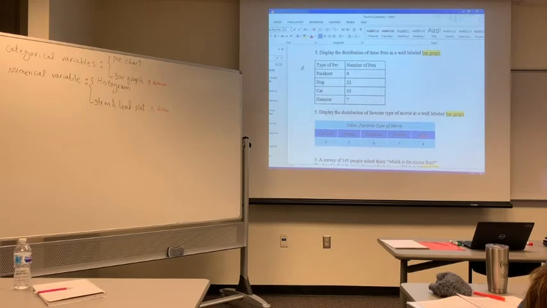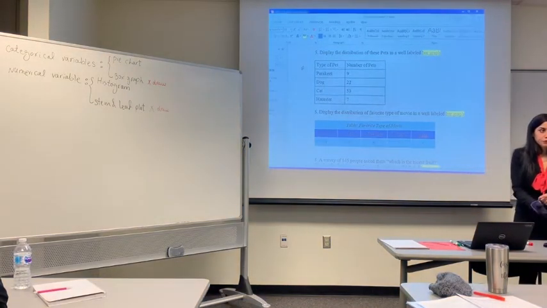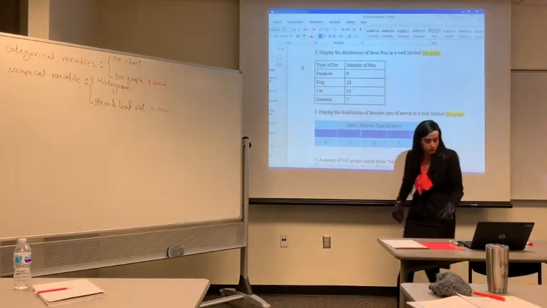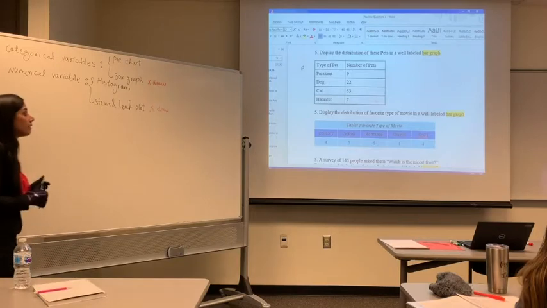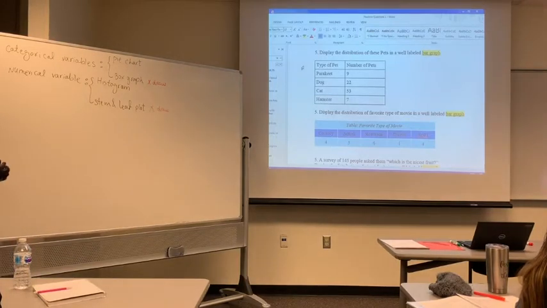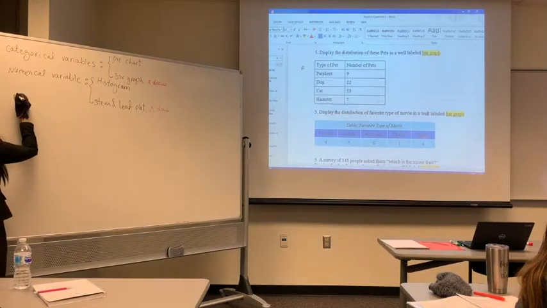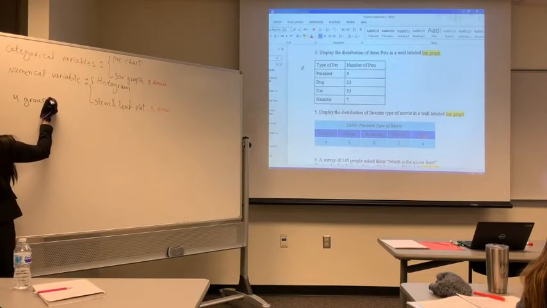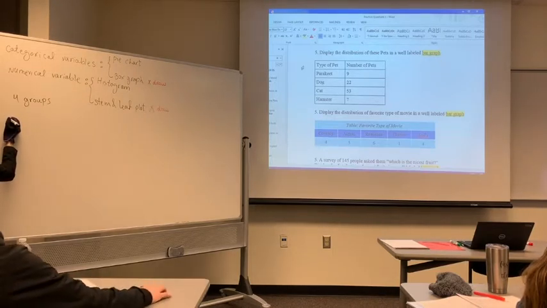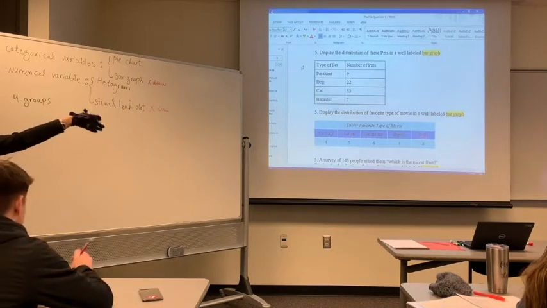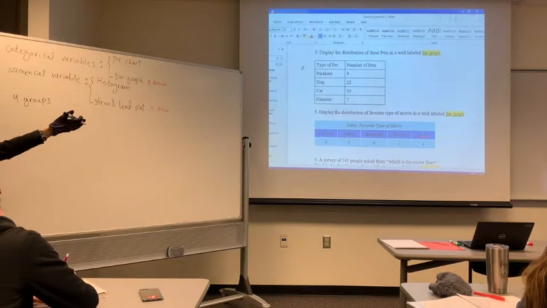Okay, look at this. It says, display the distribution of these pets in a well-labeled bar graph. So we want to solve this question, to draw a bar graph, okay? So how many categories do we have here? 4 categories, correct? Actually we have the list of categories with their frequency. The right side column, number of pets, is frequency, correct?